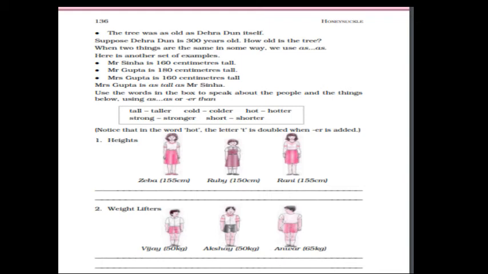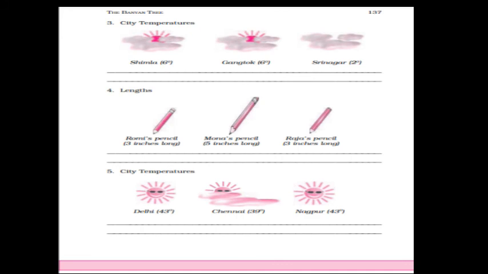So here again there is a challenge for you. Just go through it, children. You need to try to do it by yourself. Here is a degree also, like tall, taller, cold, colder, hot, hotter, strong, stronger, short, shorter. In this, you have to find solutions for that question. Like Mr. Sinha is 160 centimeters tall. So you have to compare and find the height and weight of the given people. In the same way, on page number 127 also, try to do it by yourself. City temperature, you need to try to do it by yourself.